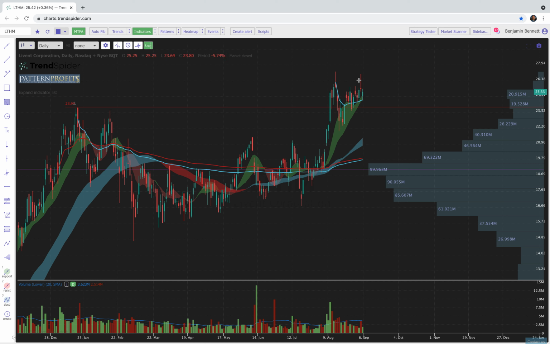I don't like these wicks up here. That means there is a seller up here, but we'll see if it makes some progress, gets that seller out of the way. Maybe looking at new highs there.